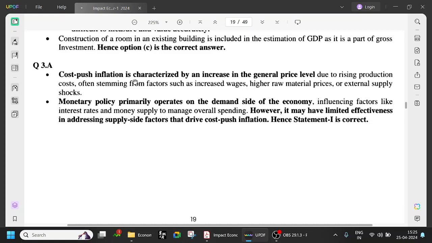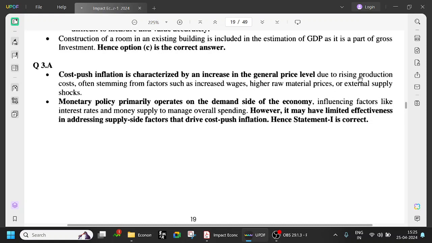Cost-push inflation is characterized by an increase in the general price level due to rising production costs, often stemming from factors such as increased wages, higher raw material prices, or external supply shocks. That is cost push. So you are pushing the cost because the wages have increased. For example, previously you were paying labor 500 rupees, now their wages have increased to 600 rupees. Previously the product you were selling at 10 rupees, now you'll have to make it 12 rupees because raw material prices are increasing.